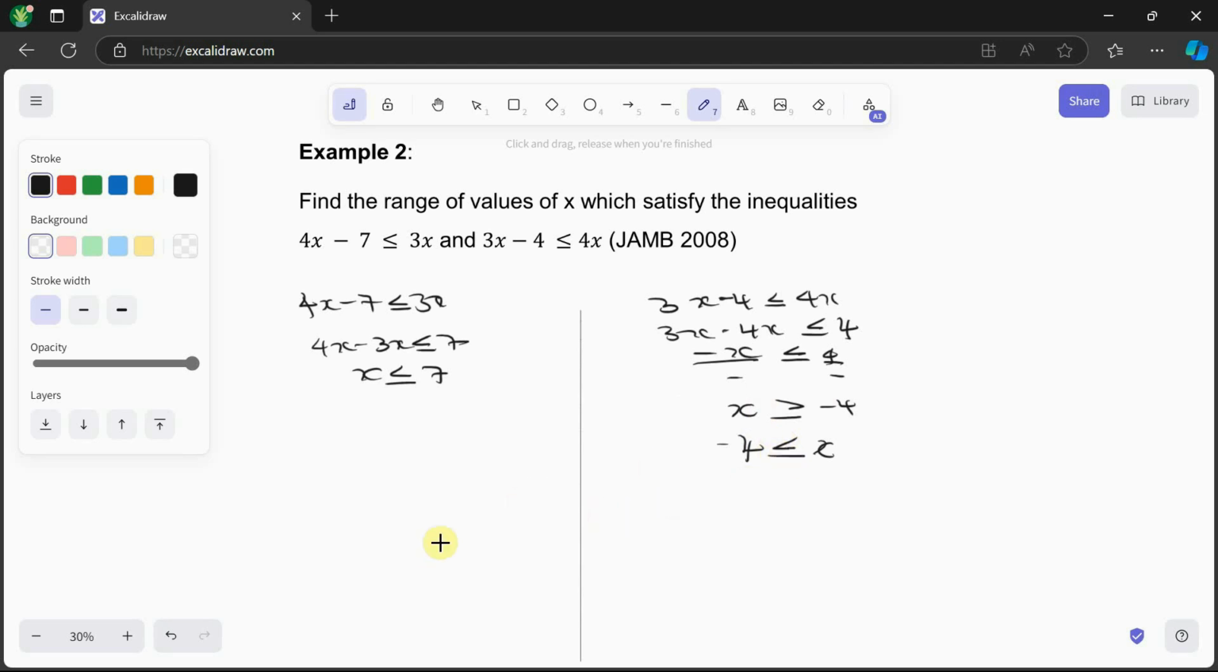So let me now join them together. That'll be -4 is less than or equal to x, which is what I have here, and then x is less than or equal to 7. So I could just say -4 is less than or equal to x, which is less than or equal to 7.